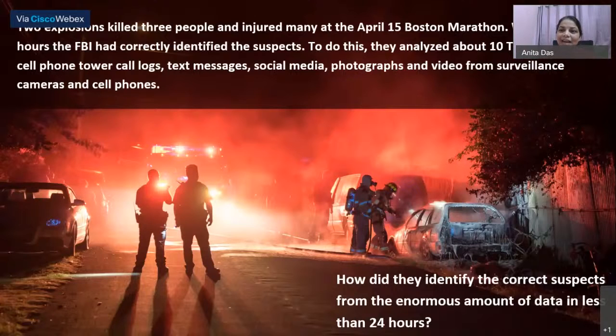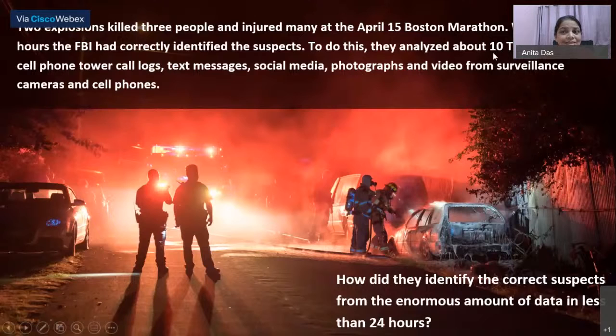What they did was they asked the spectators, the people who were watching that event, to deposit the photographs and the videos they took in that event. And they collected the videos from surveillance cameras and cell phones. They collected the call logs from cell phone towers, and the text messages from social media. They collected a lot of information, and at the end, they collected 10 TB of data. Just notice this: 10 terabytes of data. That's a huge amount, isn't it? It is around 10,000 gigabytes.